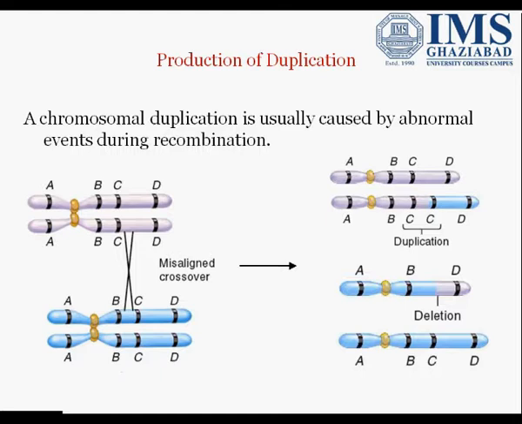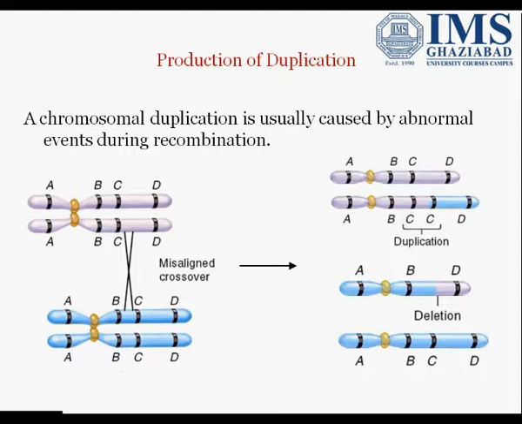We are having the sequence of the genes A, B, C, D. And here we are again having A, B, C, D. There is crossing over taking place. Here we are having it between C and D, and here we are having it between B and C. What will happen when this misaligned crossing over is happening?